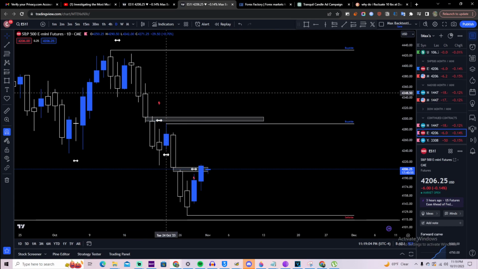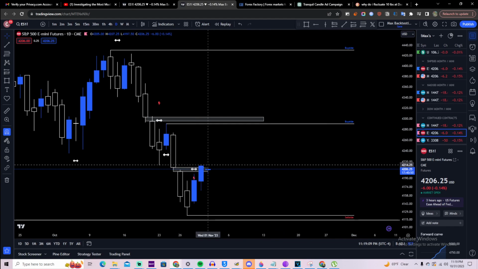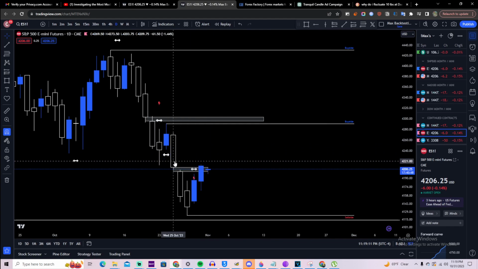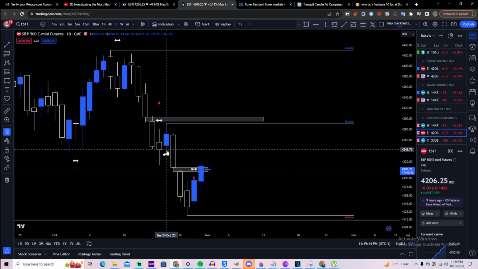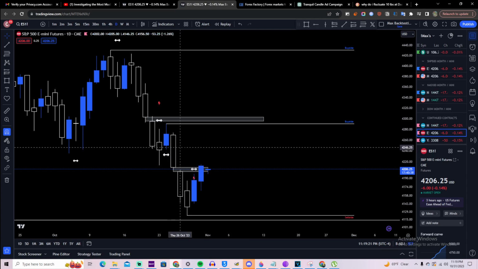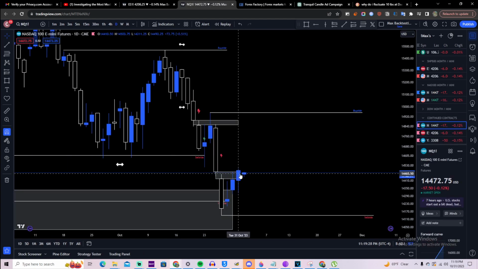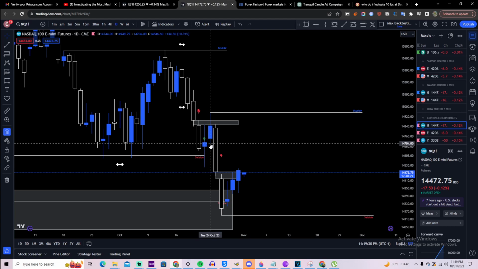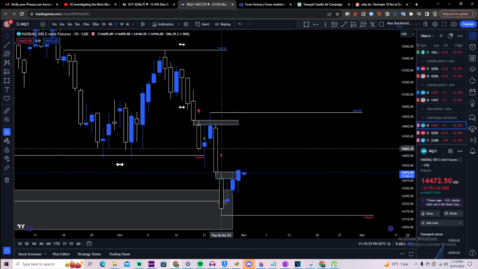What I'm anticipating, the bigger picture or overall what I'm expecting, is for price to rebalance this. This is our inefficient delivery, and I'm expecting price to trade back here before either continuing lower or violating that here on the daily time frame. It's very much the same thing here, expecting price to trade up to here. This is a SIBI, and this is also a liquidity void, so we expect price to trade to that.